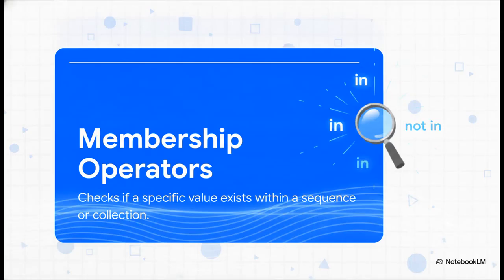And, as promised, here is your bonus tool for today's explainer, membership operators, specifically in and not in. These are incredibly handy for filtering and analyzing data. Instead of writing a massive, complex loop to search through thousands of records, you can simply ask Python, hey, is this specific value in this collection? It's a fast, super clean, and highly readable way to check for membership, and it's a skill you'll use constantly.